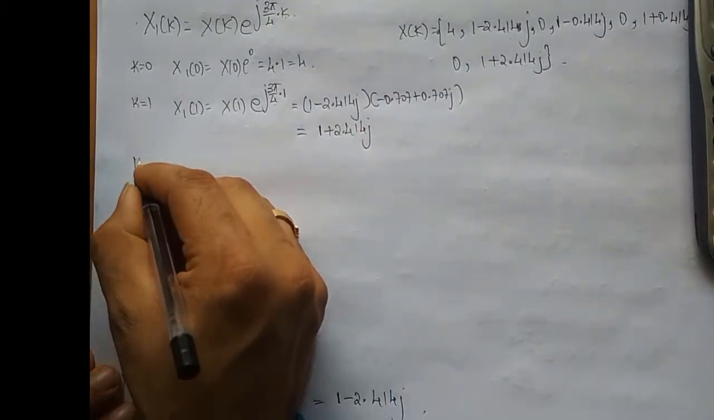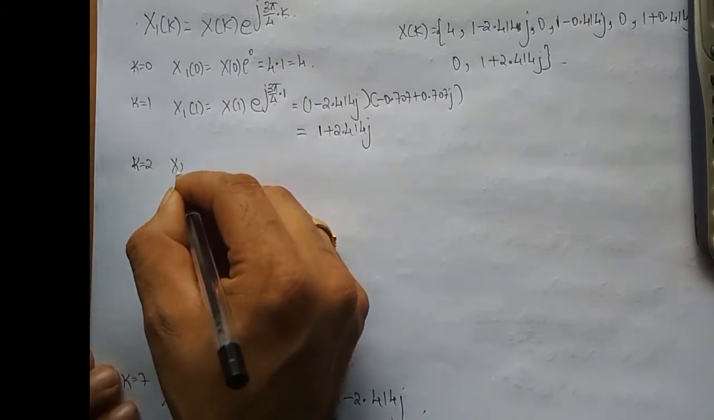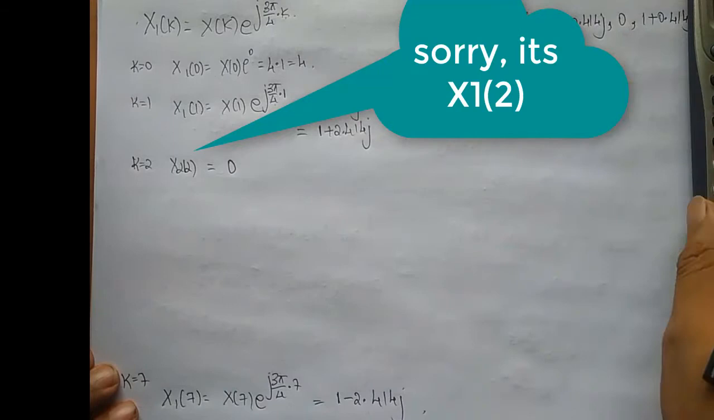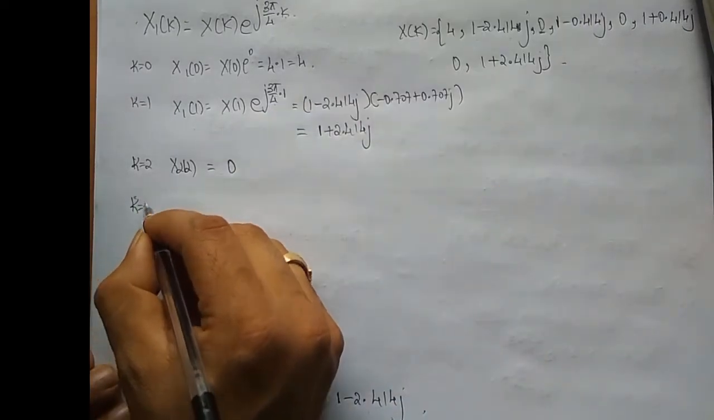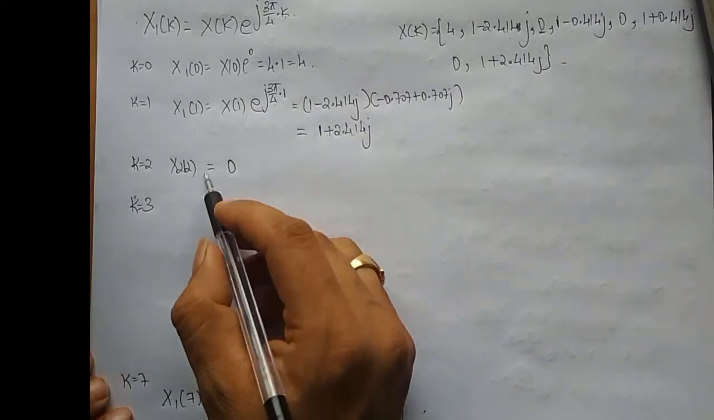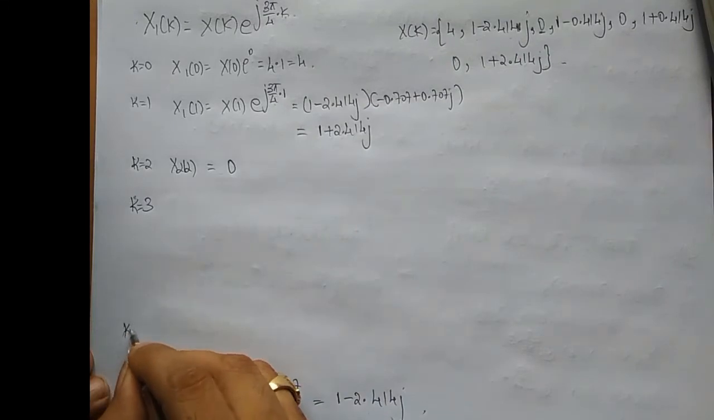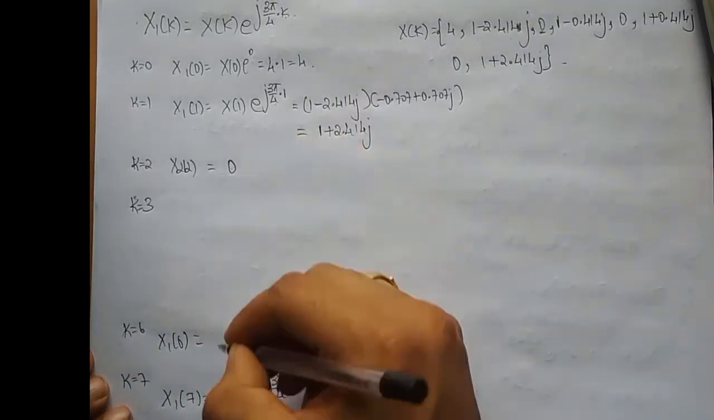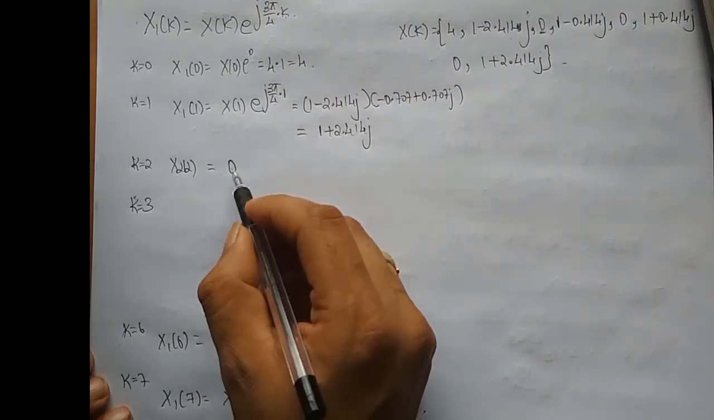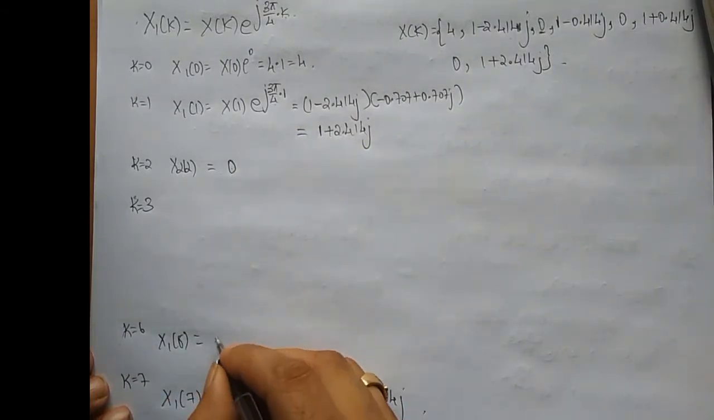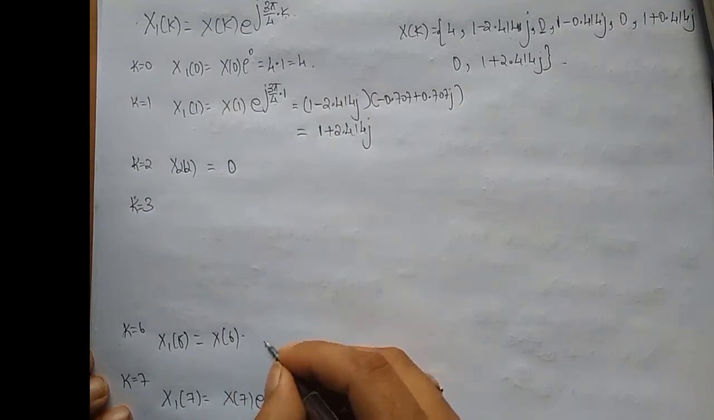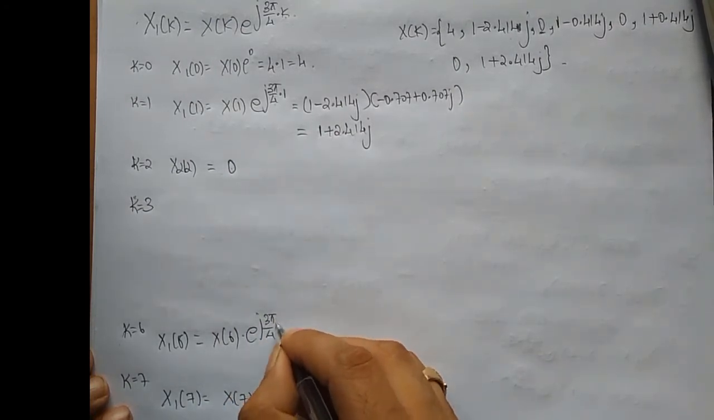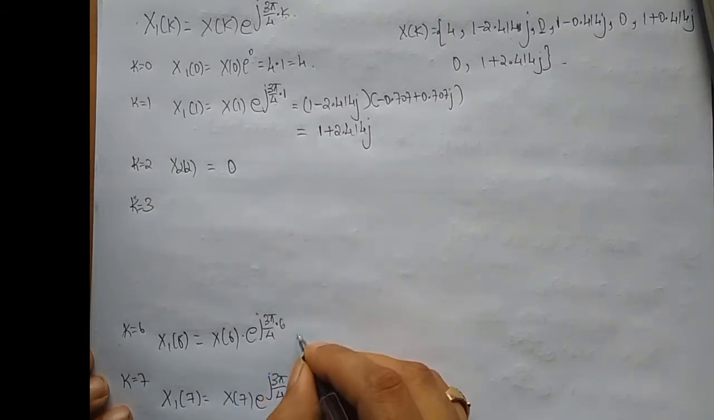Now k equal to 2. What is x1 of 2? It is equal to 0, because x of 2 is 0. For k equal to 6, x1 of 6 is equal to this. These two should be complex conjugates, but since this is real, we get x of 6 into e power j 3 pi by 4 into 6, which is equal to 0.